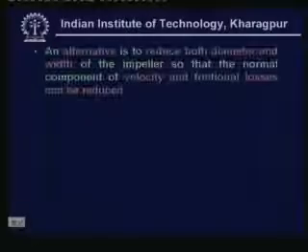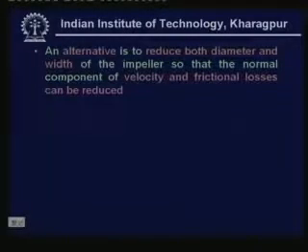Now let us look at other options. An alternative is to reduce both diameter and width of the impeller simultaneously, so that the normal component of velocity and frictional losses can be reduced. If you want to reduce the frictional losses, one way is to reduce the length of travel. That means you have to reduce the diameter of the impeller. So you simultaneously reduce the diameter and the width of the impeller, so that the mass flow rate gets reduced.